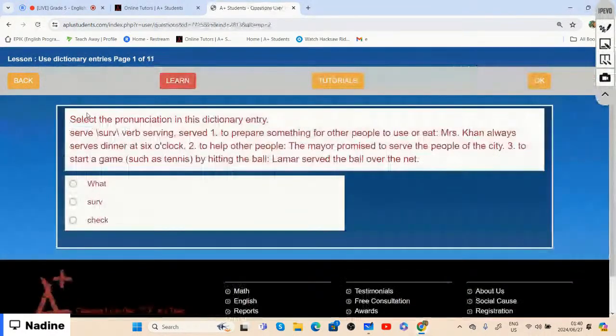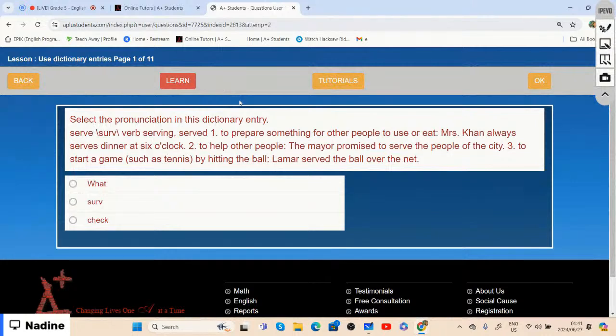All right, so we're going to make a selection within this dictionary entry, right? Is it serve? Do we have the word serve? They want to know what the pronunciation within this entry is. Here we have serve, and it is pronounced as serve. It's a verb, served. It is to prepare something for other people to eat or to use. It is to help other people and to start a game.